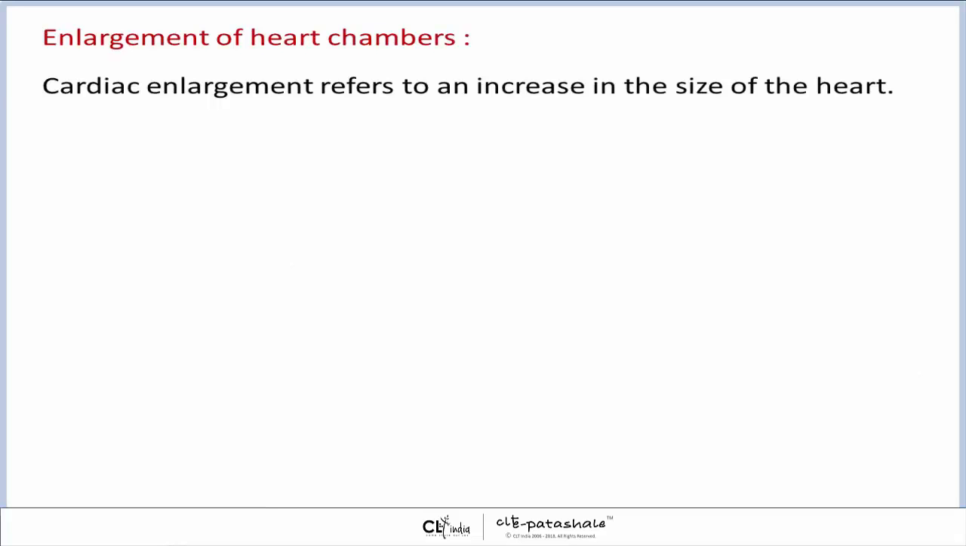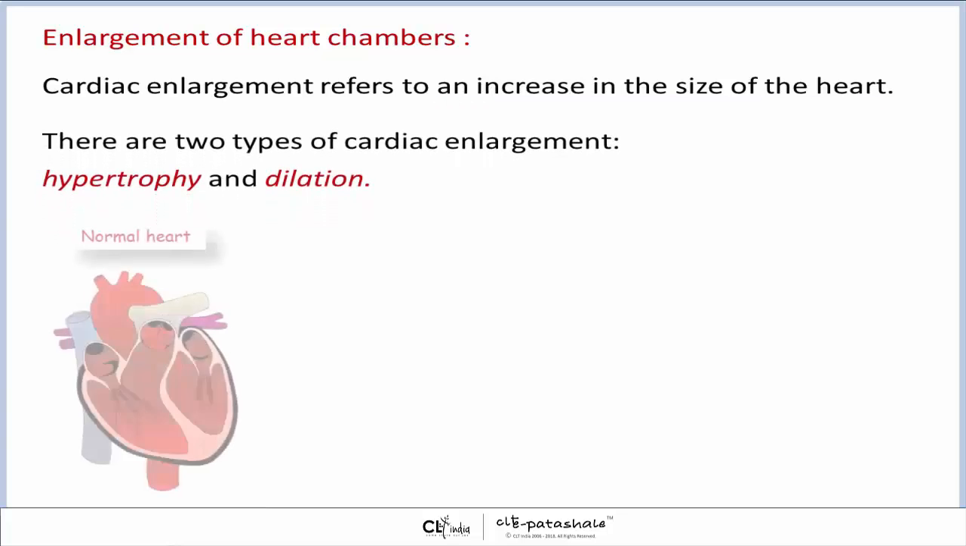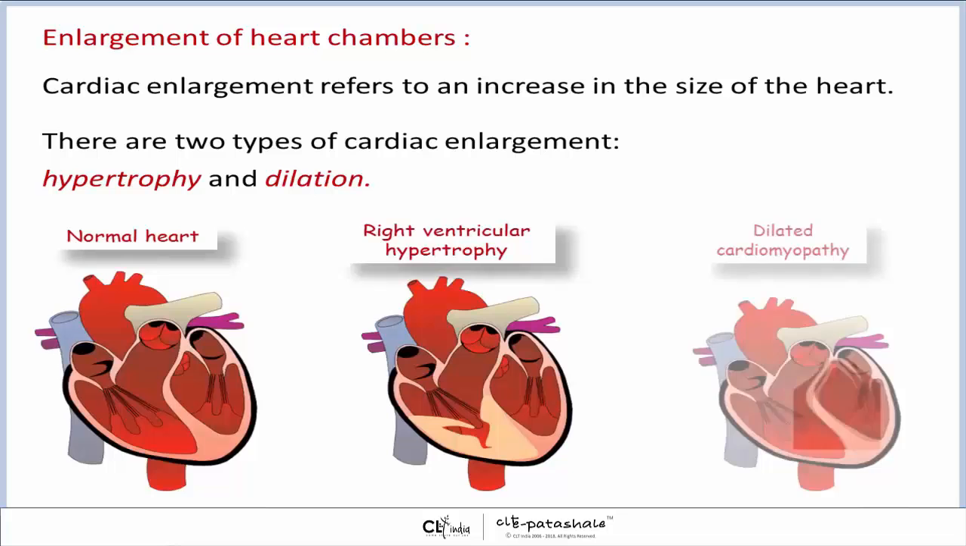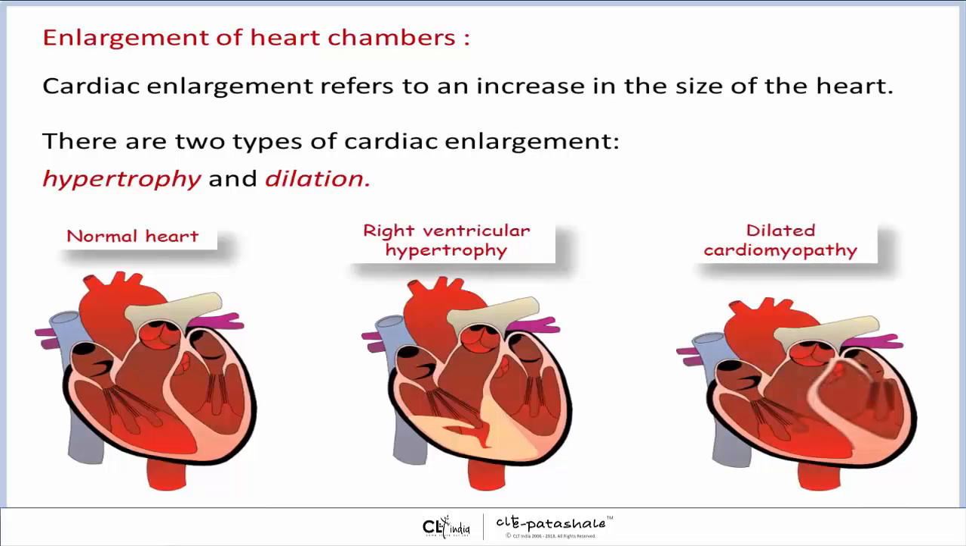Enlargement of heart chambers. Cardiac enlargement refers to an increase in the size of the heart. There are two types of cardiac enlargement: hypertrophy and dilation. You can see the normal heart on the left side, right ventricular hypertrophy in the middle, and dilated cardiomyopathy on the right hand side.